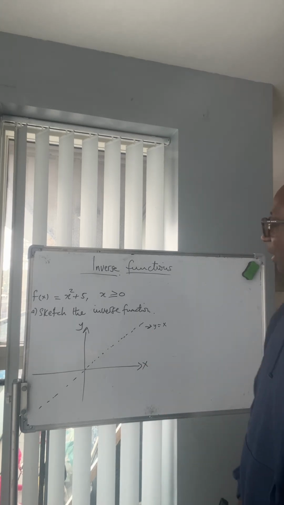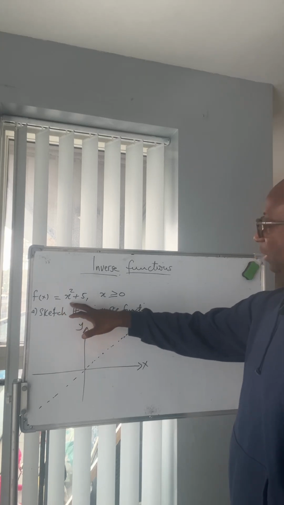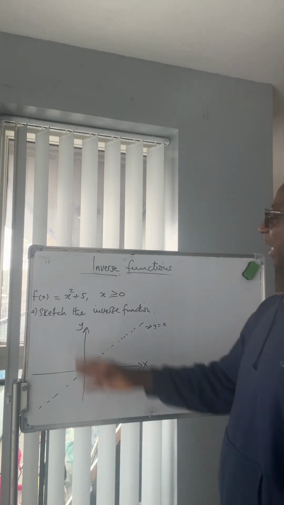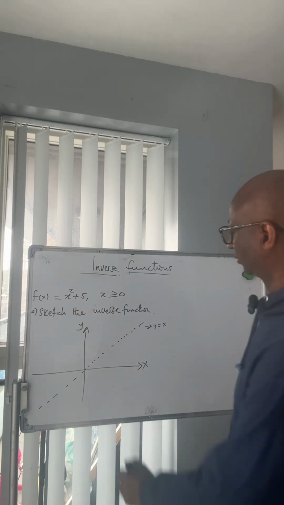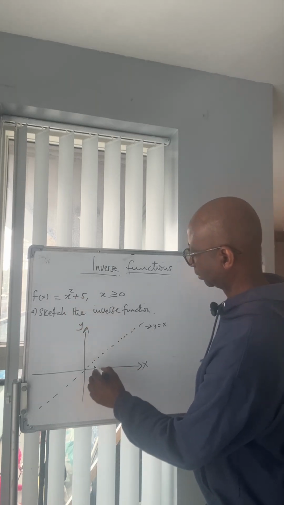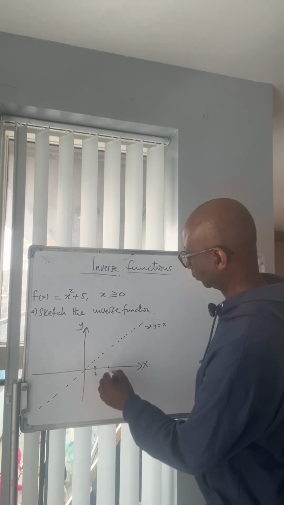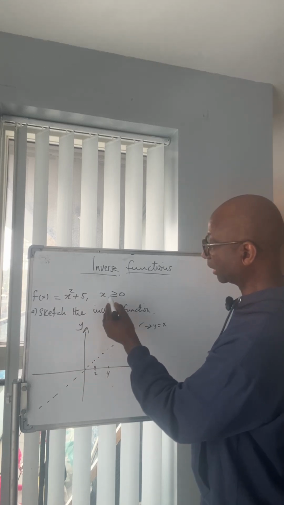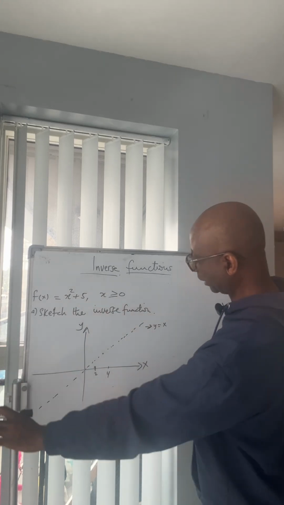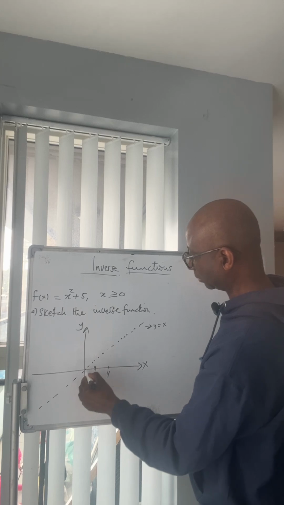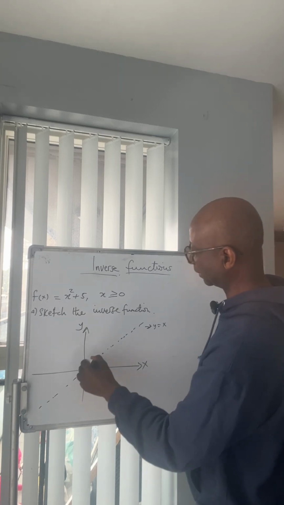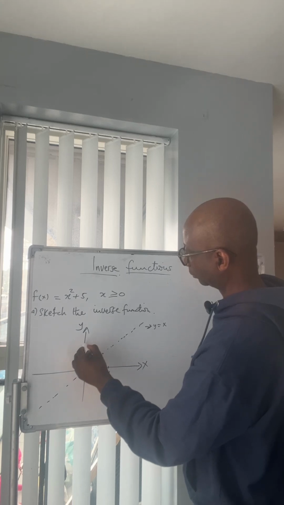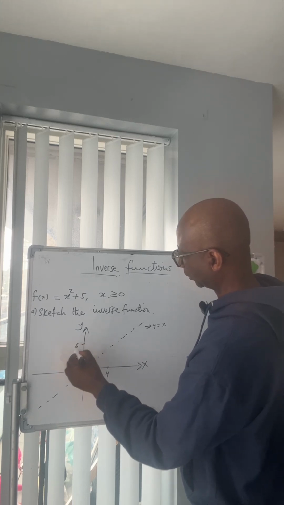So now, let's sketch first the function before we sketch the inverse function. x squared plus 5. Let me see, this is 2, 4. We are only looking at the positive side, because x is 0 or greater than 0, so we don't go on the negative side. We start from 0 here, and the positive side. This again, 2, 4, 6.